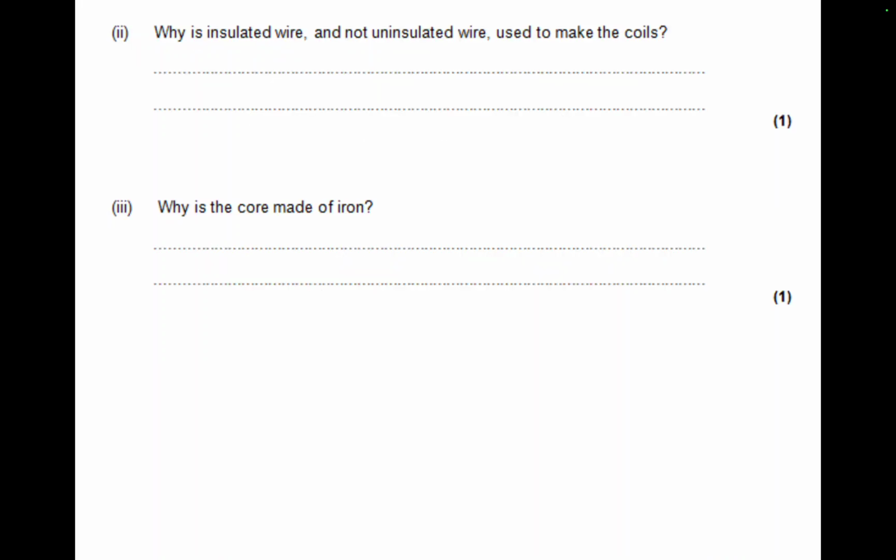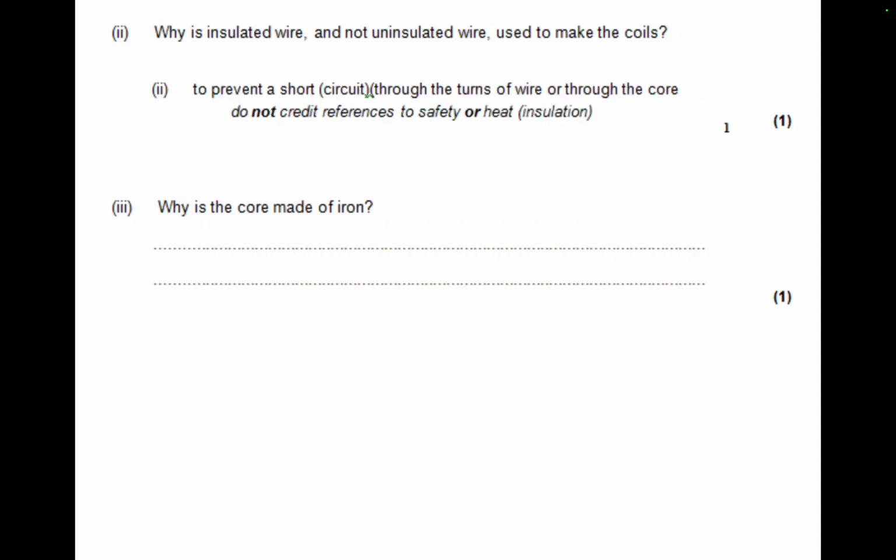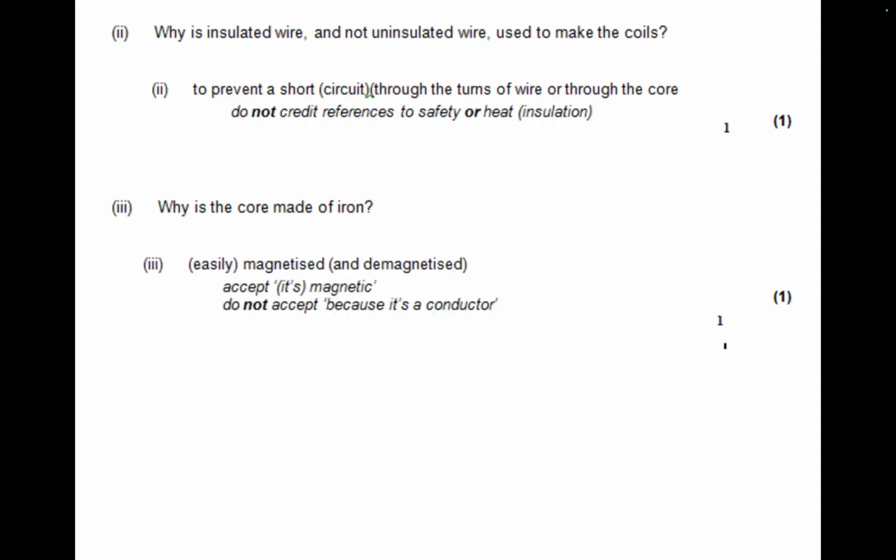Right, next question, if you want to pause on this one. Why is insulated wire and not uninsulated wire used to make the coils? And then why is the core made of iron? So, to prevent short circuits. Why is the core made of iron? Easily magnetised, same question that we've just done basically. Alright, let's move on.